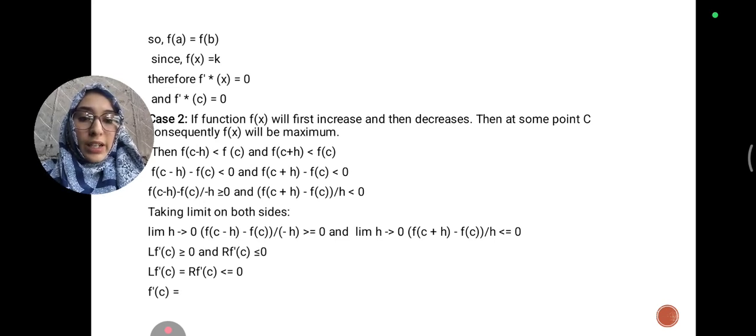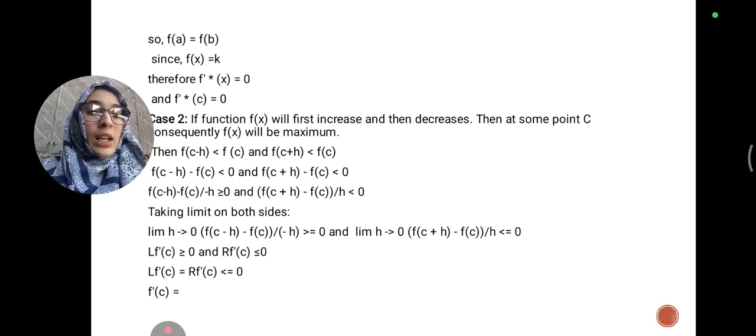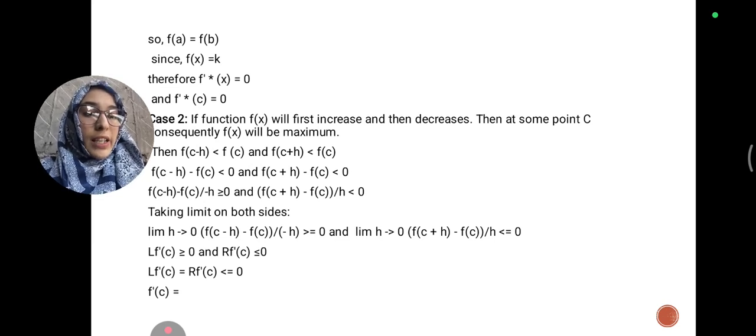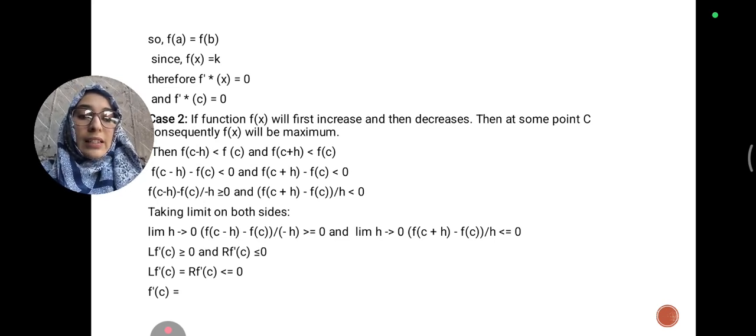Taking limit on both sides, limit h tends to 0 of f of c minus h minus f of c by minus h is greater than or equal to 0, and limit h tends to 0 of f of c plus h minus f of c by h is less than or equal to 0. So f dash of c is greater than or equal to 0, and f dash of c is less than or equal to 0. Hence f dash of c is equal to 0.